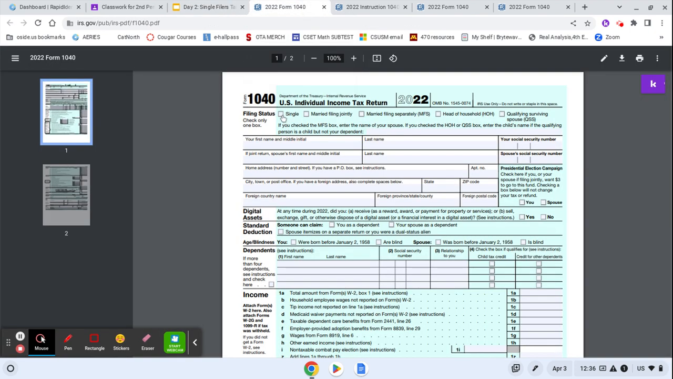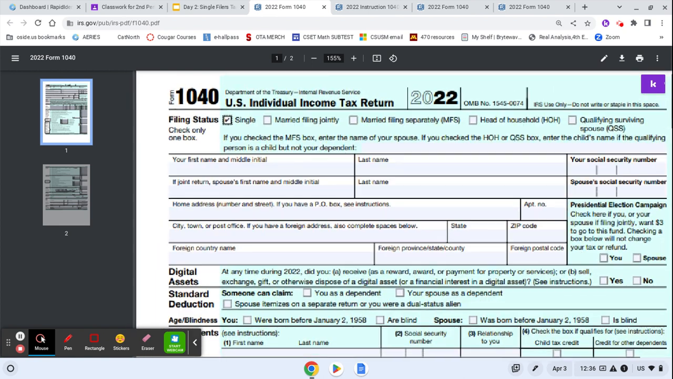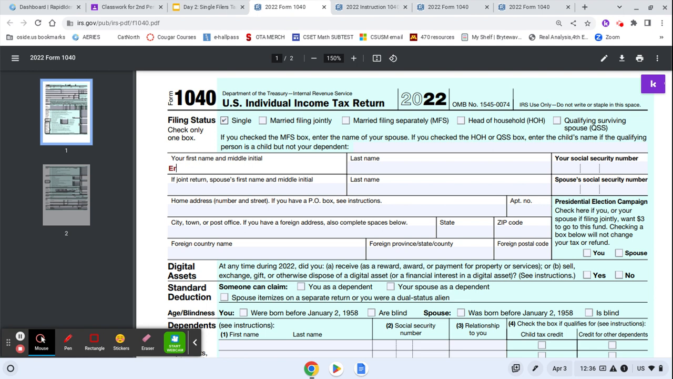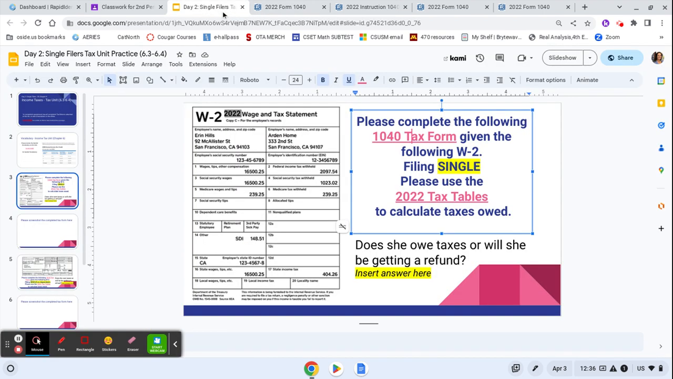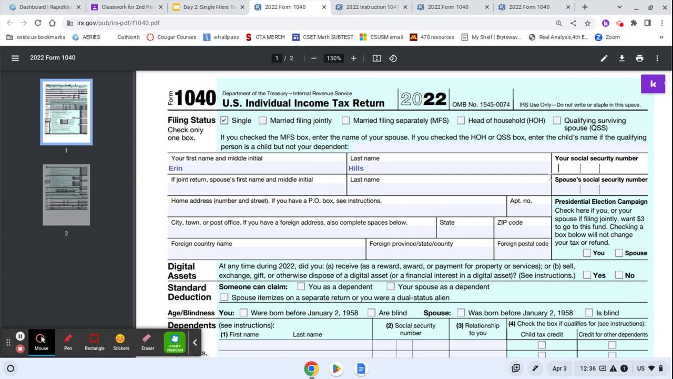This is called a 1040 form. We're going to click single for this single person who we're filing for. And you're just going to start filling in the information from the W-2. Her name is Erin Hills. Her fake social, if you go back and look at it, it says 1, 2, 3, 4, 5, 6, 7, 8, 9.